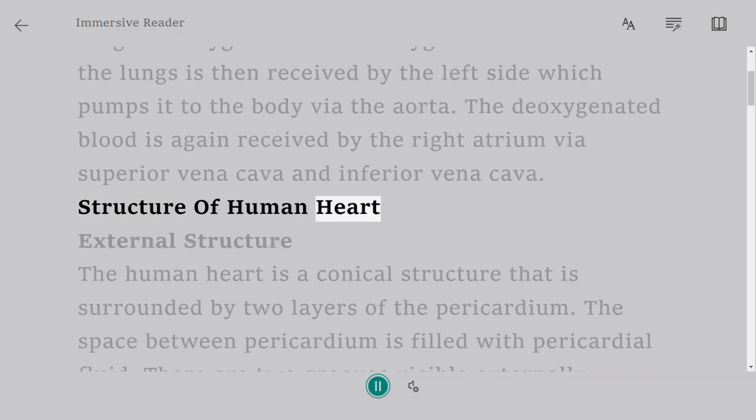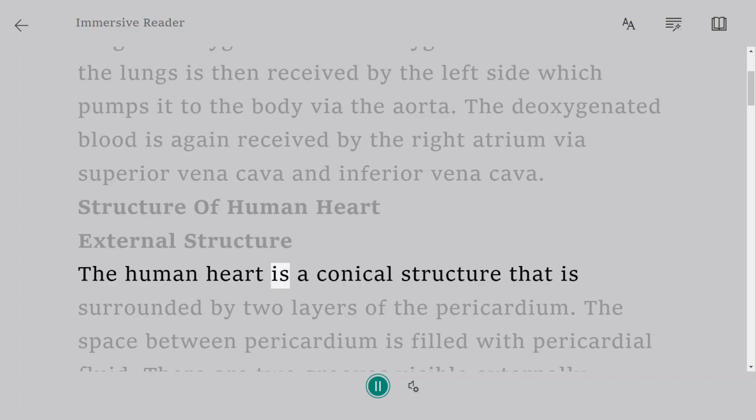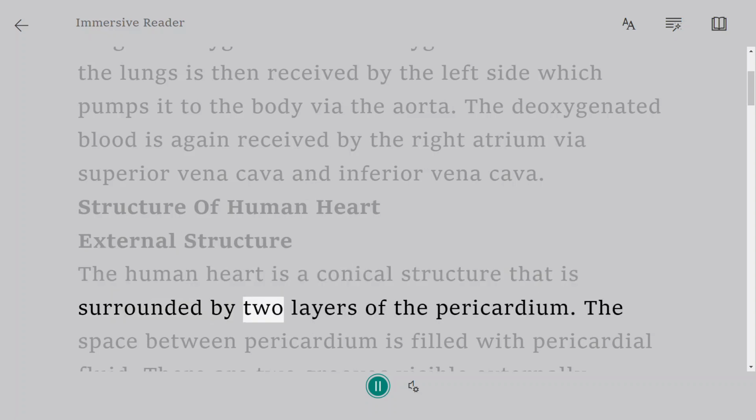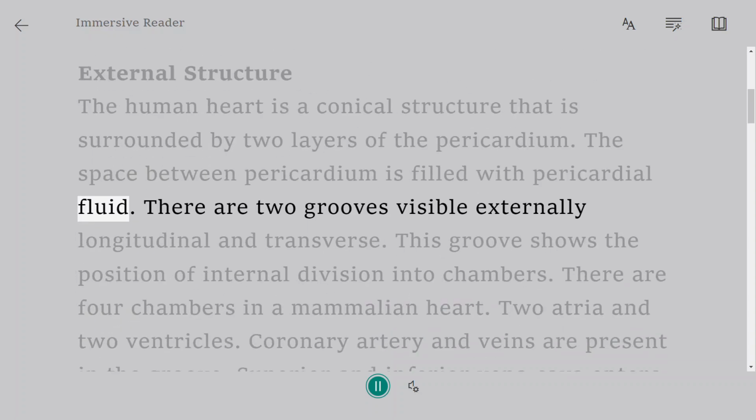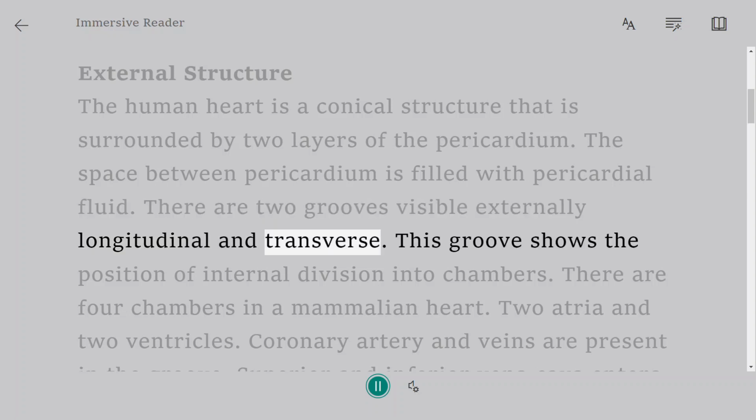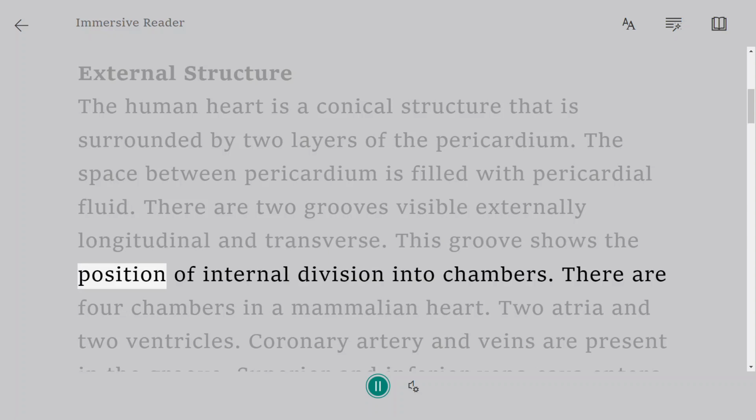Structure of the human heart. External structure. The human heart is a conical structure that is surrounded by two layers of the pericardium. The space between the pericardium is filled with pericardial fluid. There are two grooves visible externally, longitudinal and transverse. These grooves show the position of the internal division into chambers.